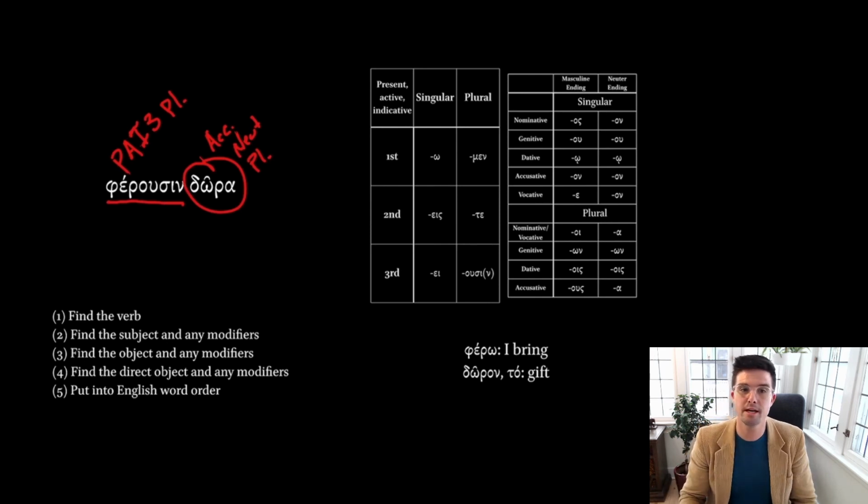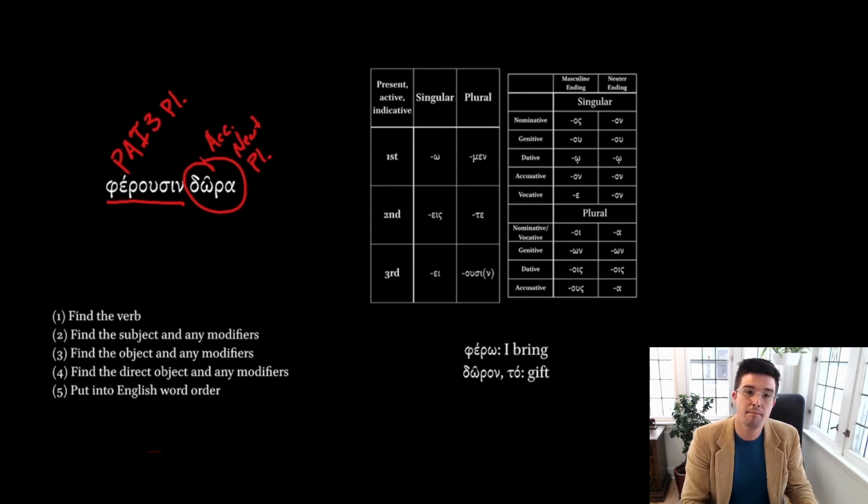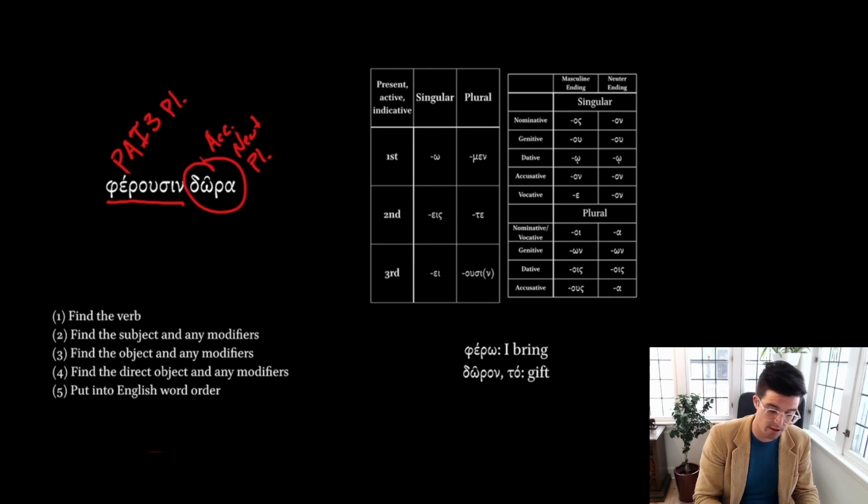So when I mark the parts of the sentence, this is going to be our verb, pherusin. It's a present active indicative, 3rd person plural from phero, meaning they bring or they carry. And the next thing we're going to do is look for the subject of this verb. And we have a candidate in dora.